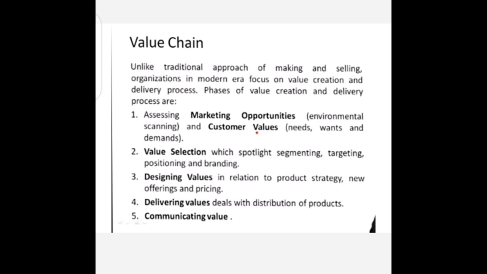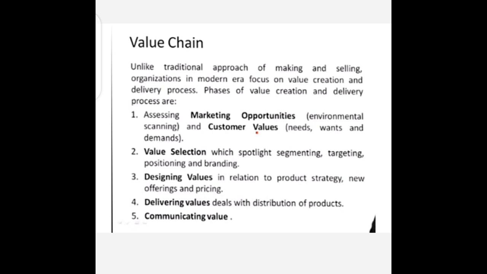I hope you understood the previous concepts of marketing management and you have understood all the concepts and definitions. Today we will start from the value chain. So value chain is the process of creating and delivering the value that maximizes the satisfaction of customers. Either it should meet or exceed the expectations of the customers.